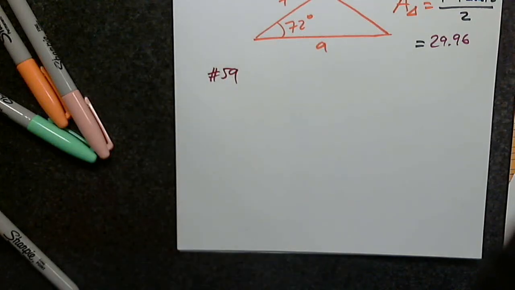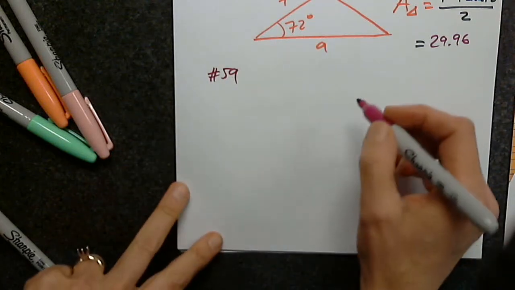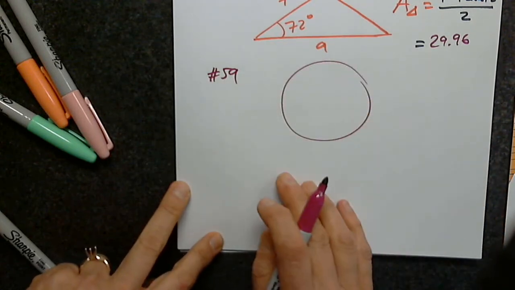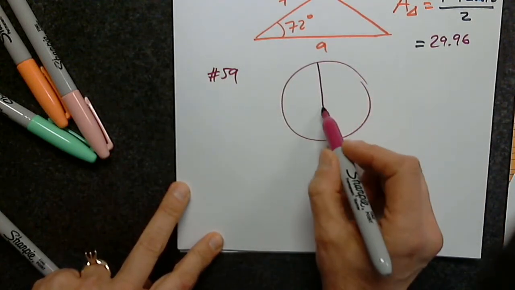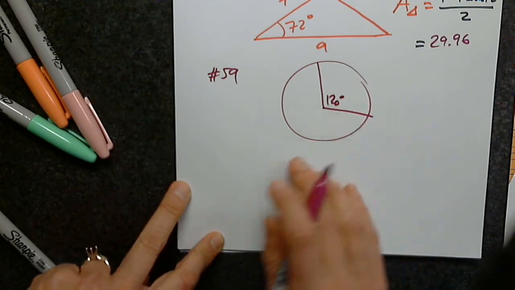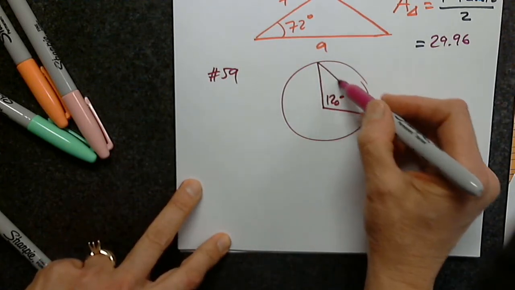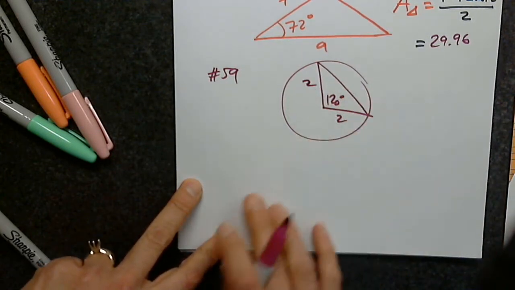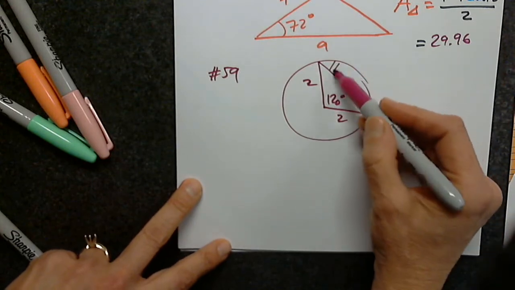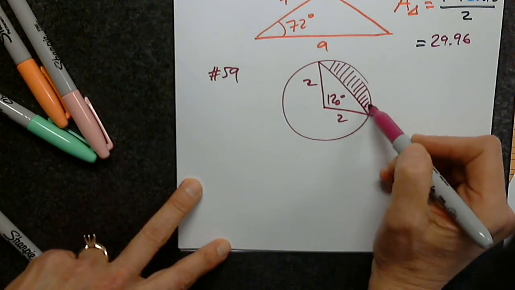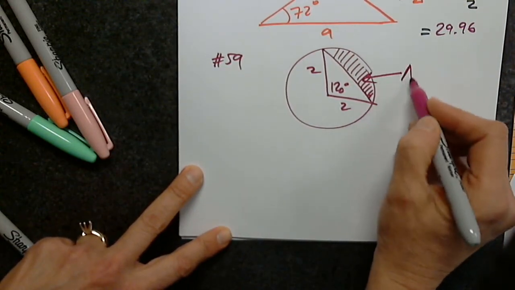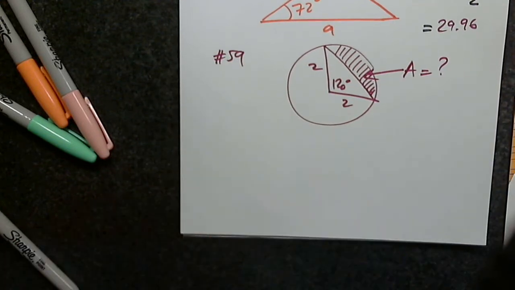Problem 59, find the area of the shaded region in the figure. So we have a circle with a central angle of 120 degrees. We are given the radius to be 2. And they want us to find this, the area in question. Problem 59 on page 460.